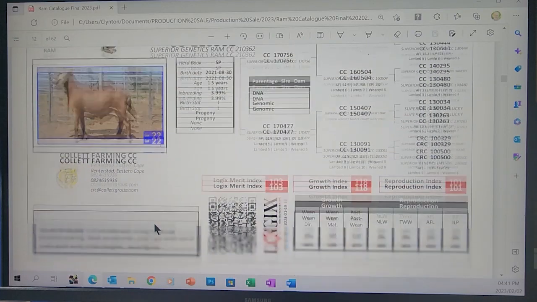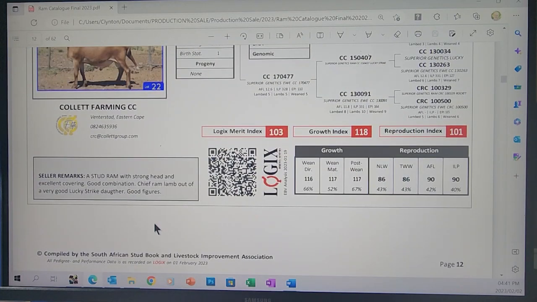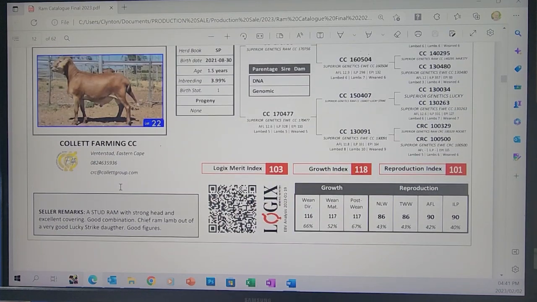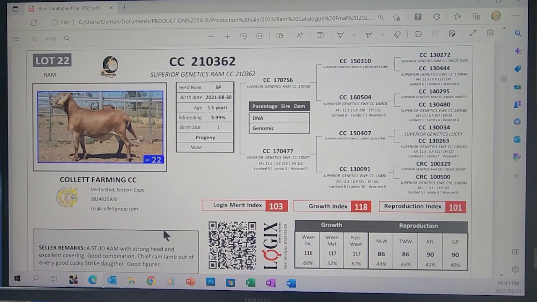And if there's anything wrong with the ram, rest assured, I'll say so. Here again I say a stud ram with strong head and excellent covering. You can see this beautiful covering this ram's got. You can see the good amount of fat that this ram's got. I say good combination.